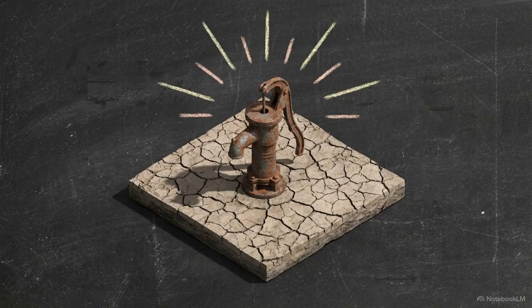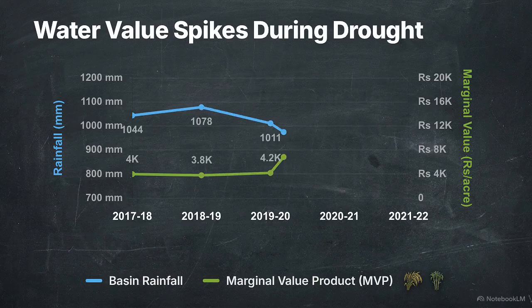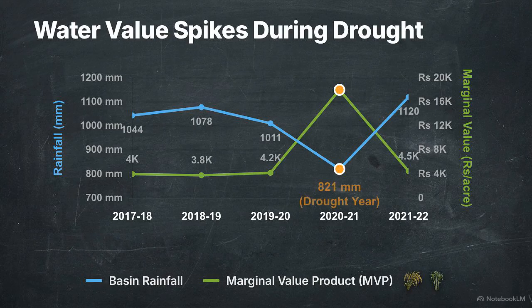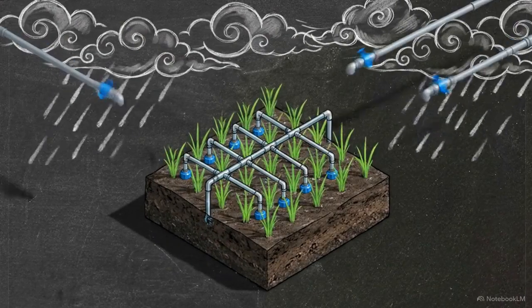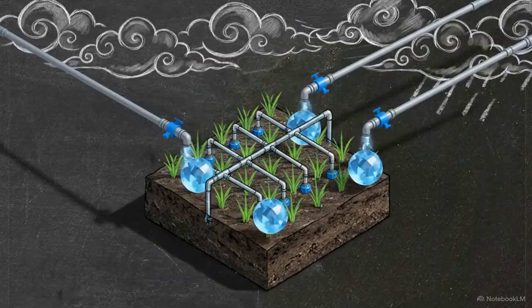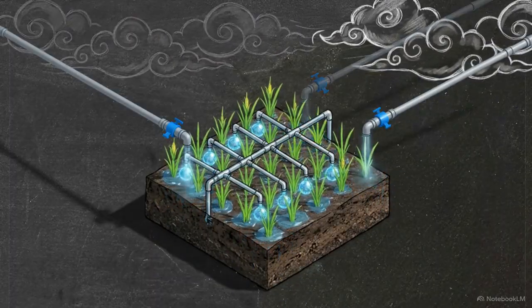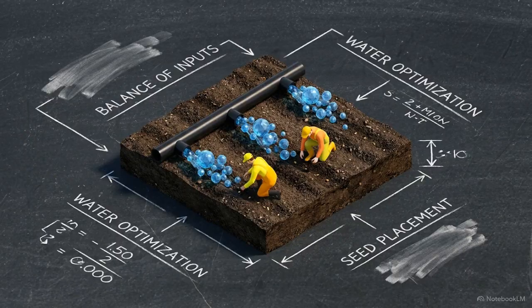We can contrast this physical limitation with the temporal data recorded during the severe drought year of 2020 through 2021. During this period, rainfall dropped to a basin low of 821 millimeters. The translog model shows that as rainfall plummeted, the marginal economic value of irrigation water spiked significantly. Irrigation water achieves its highest economic productivity only when natural rainfall fails to meet crop needs and when the farm has balanced the complementary inputs required to receive that water.